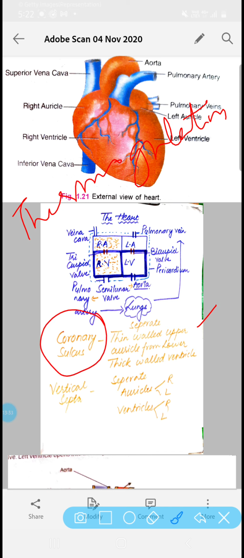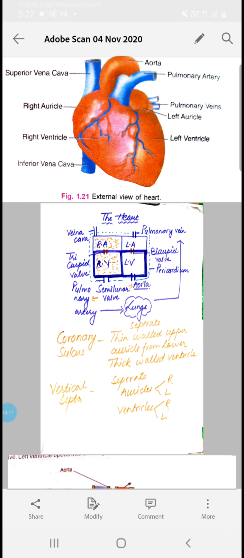Now here are some parts, that is the coronary sulcus. Coronary sulcus is the part which separates the thin-walled upper auricle from the thick-walled lower ventricle. So this is the coronary sulcus, which is separating auricle from the ventricle. Now comes the vertical septa. Vertical means this position. Here is the first septum which will separate the two auricles, and this one is the second which is separating the two ventricles, right and left. I hope this diagram and working is clear to you.